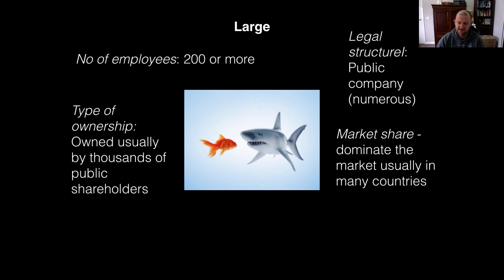Now, the market share. So large businesses generally dominate the market, and it's quite common for large businesses to operate out of a number of different countries. So an example of a large company would be McDonald's, KFC. Obviously, these companies operate out of a number of different countries and dominate their market in those countries.